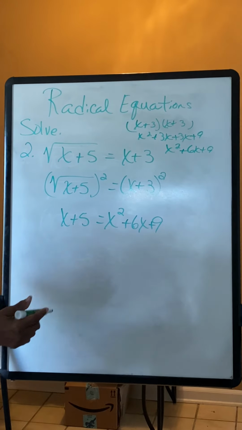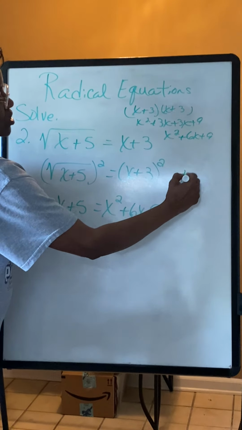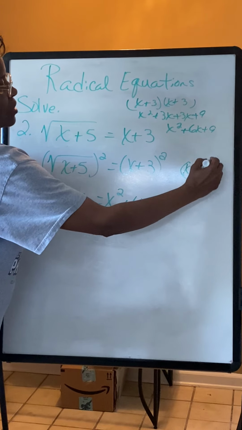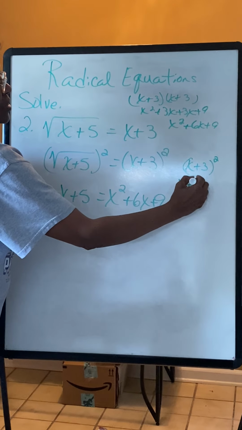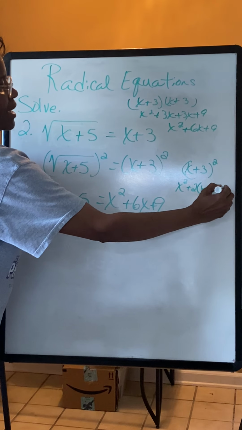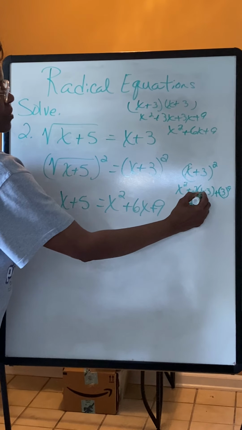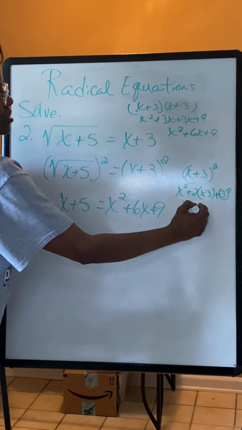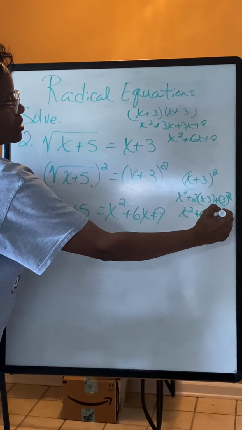If you're using the rule, to illustrate it, the rule that I used, I squared the first term plus twice the product of the two terms, and I took the last term and squared it. So I get x squared. X times 3 is 3x times 2 is 6x, and 3 squared is 9.